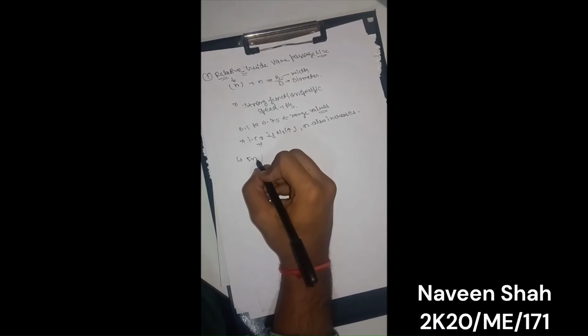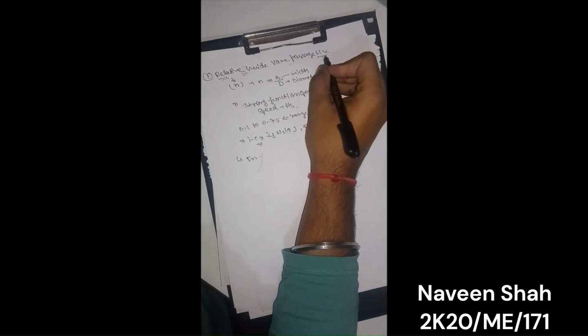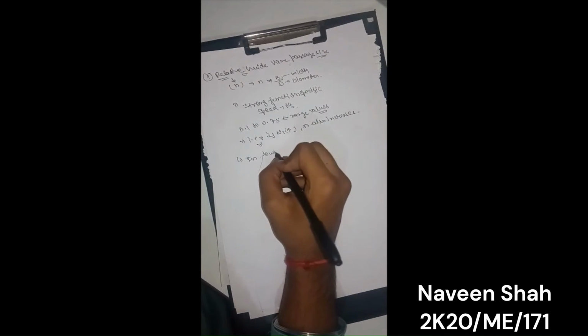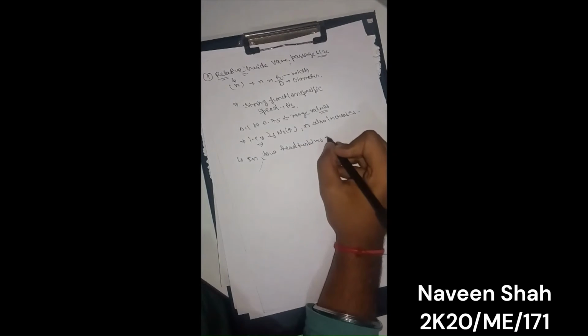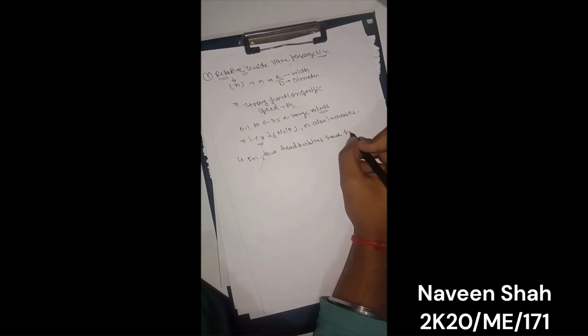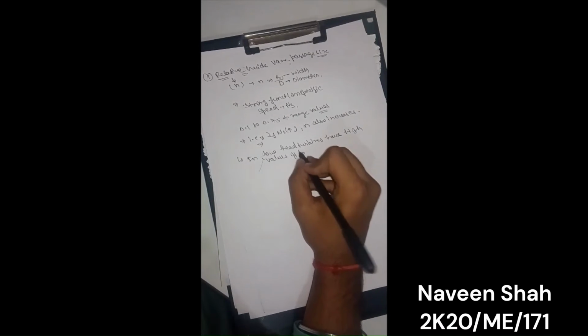Low head turbines have high values of B1 by D1, that is, relative guide vane passage size. Low head turbines have high values of n.